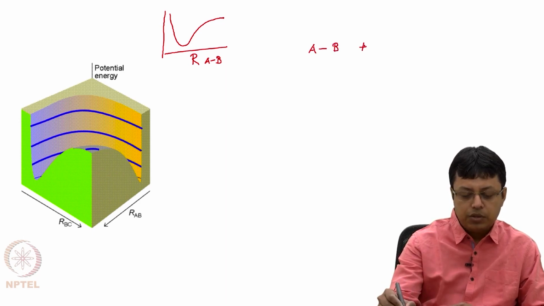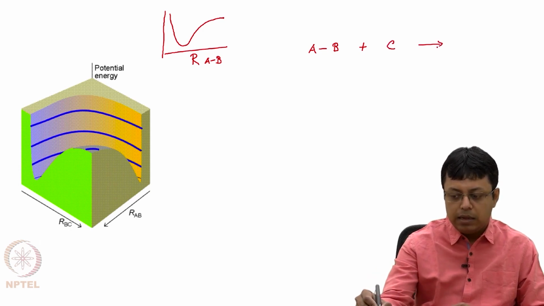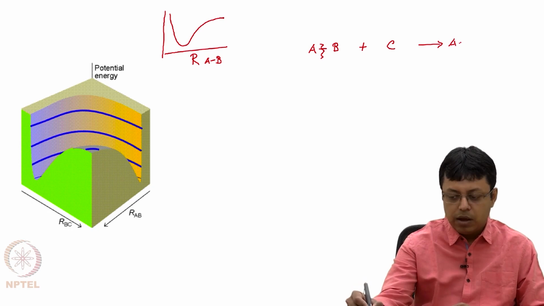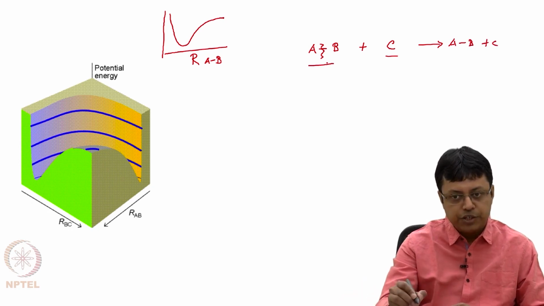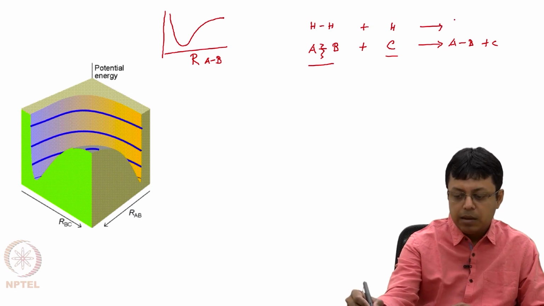Now suppose I am bringing a third atom, which is C, towards A and B, and then I can think about a reaction where this AB bond gets broken and this BC bond gets formed. So I am talking about an atom-diatom reaction in a collinear fashion. So what are the examples? You can think about it like this: two hydrogen atoms are there, and then one hydrogen atom is coming, and you are forming another hydrogen molecule and a hydrogen atom.